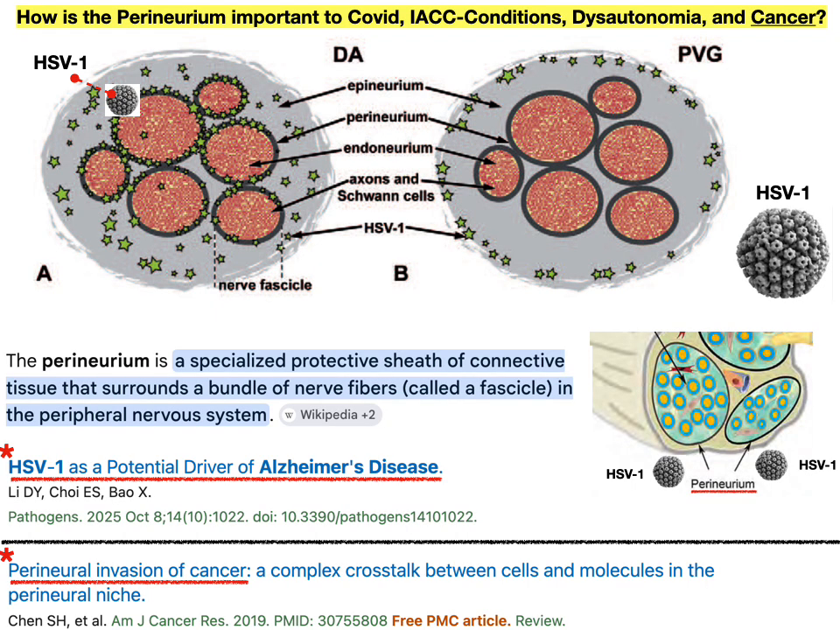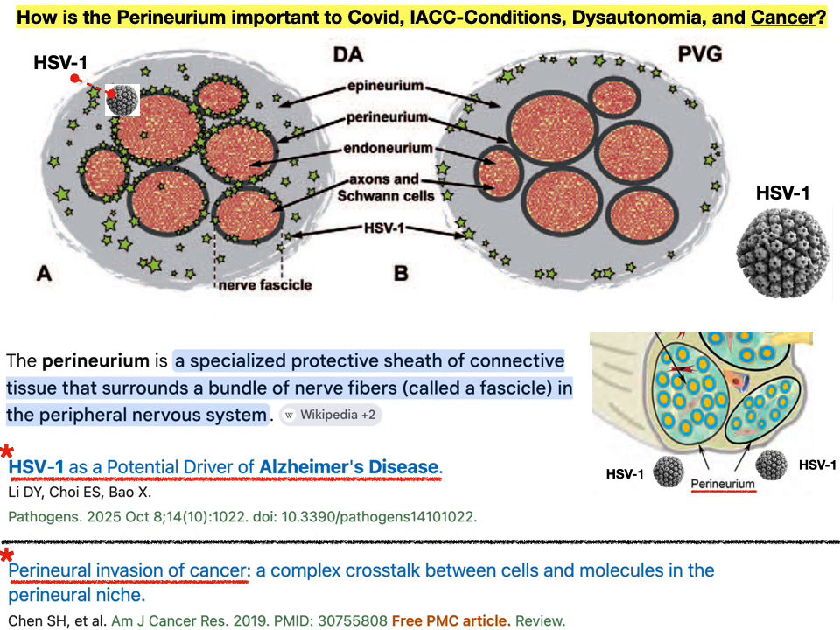So simply stating, the perineurium is a specialized protective sheath of connective tissue that surrounds a bundle of nerve fibers called a fascicle in the peripheral nervous system. However, this is overly simplified. It does not state that there are specialized cells that compose the perineurium, which can be infected by viruses, and how the perineurium interacts with other cell types, including malignant cells.